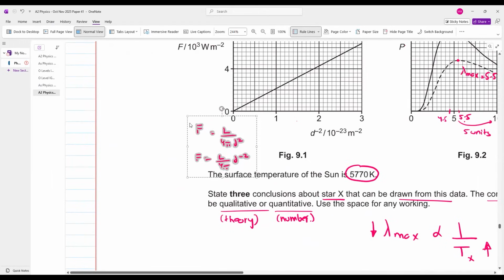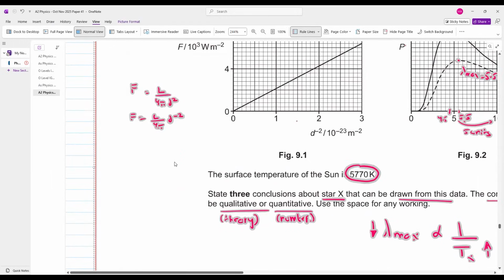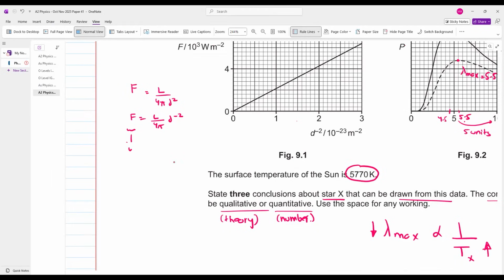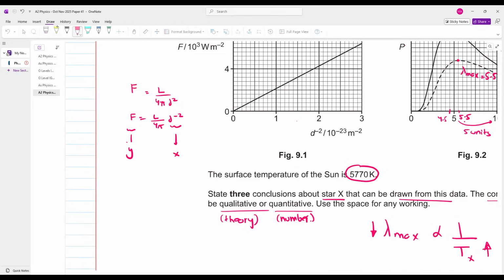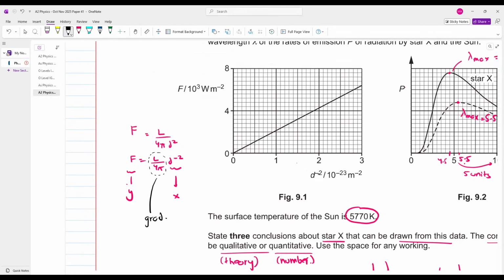You will say that if radiant flux intensity is plotted on the y-axis, d to the power of minus 2 is plotted on the x-axis, the gradient of this graph will be equal to what? Gradient of this F versus d minus 2 का ग्राफ will be equal to what? इस ग्राफ का ग्रेडियंट किसके इक्वल होगा? L divided by 4 pi. Can you calculate the gradient of this graph?